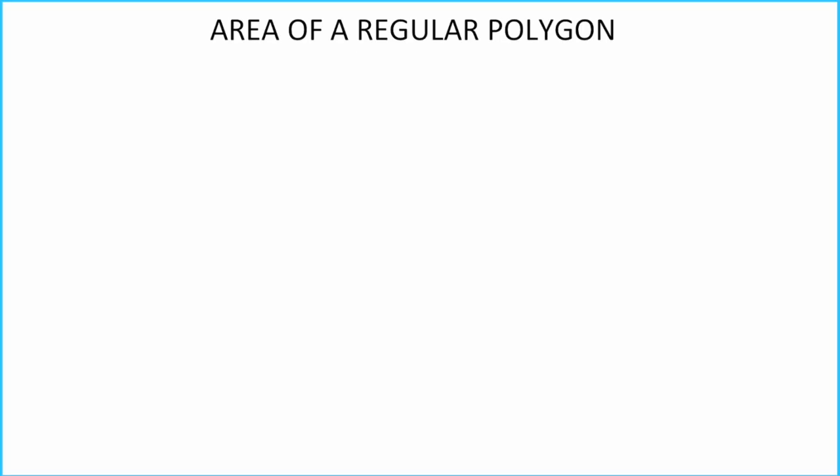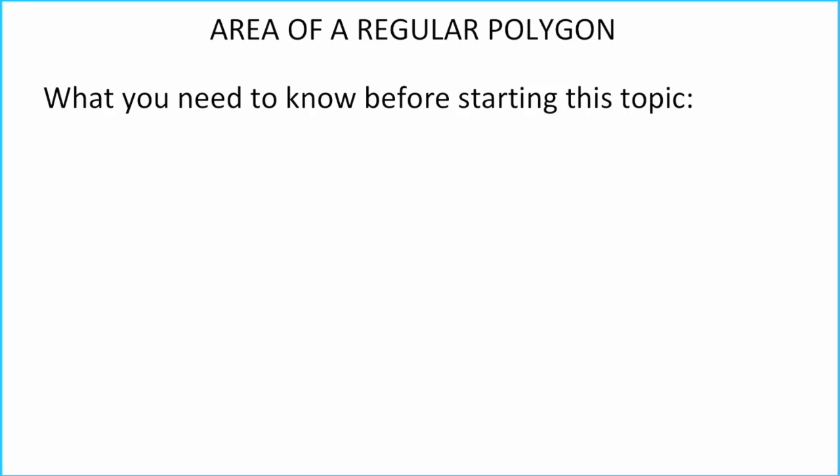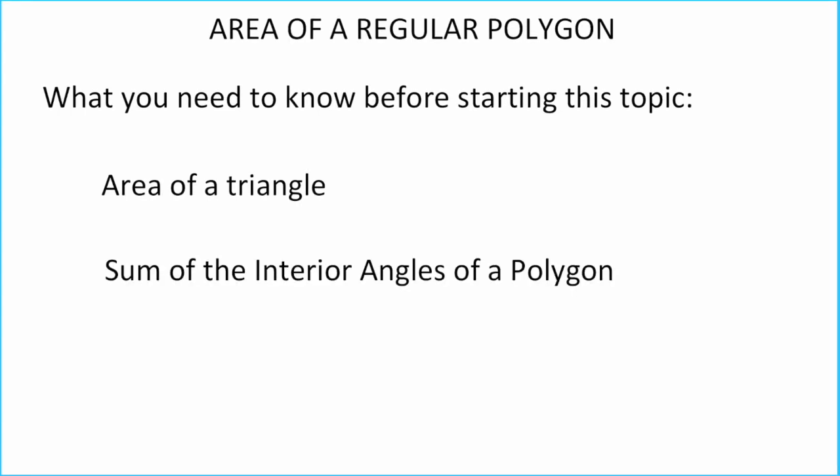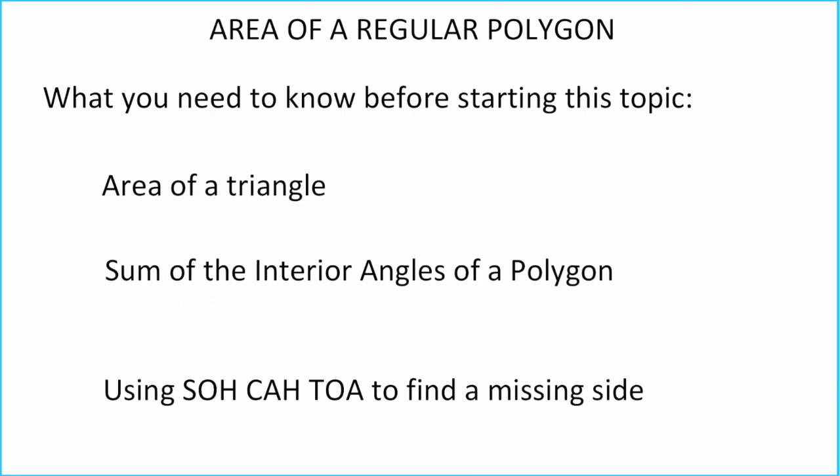In this video, we're going to take a look at calculating the area of a regular polygon. We're going to start by looking at what you need to know before starting this topic. So first off, you need to know how to find the area of a triangle. You need to understand the sum of the interior angles of a polygon. And you need to be able to use SOHCAHTOA to find a missing side.